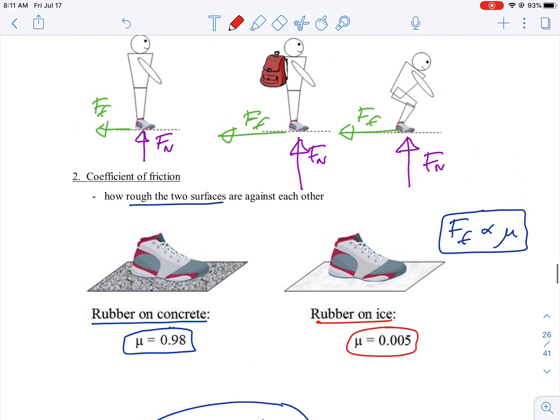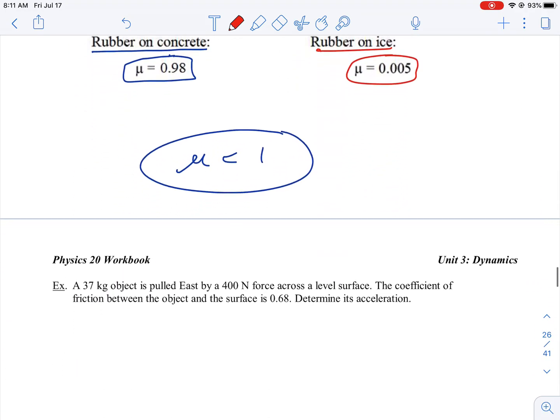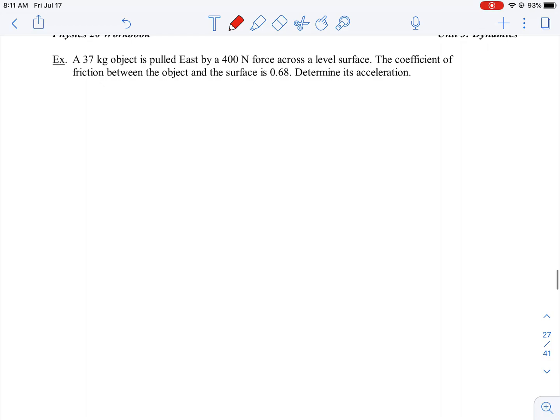So if you bring all this together, if you want to get the greatest amount of friction possible, make sure you squeeze the surfaces as hard as you can together, and then make sure that both surfaces are extremely rough with each other. And then you'll get the greatest friction force possible. All right, and that leads us to our example.